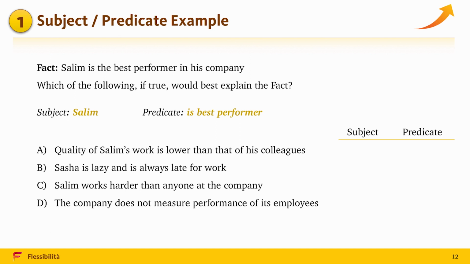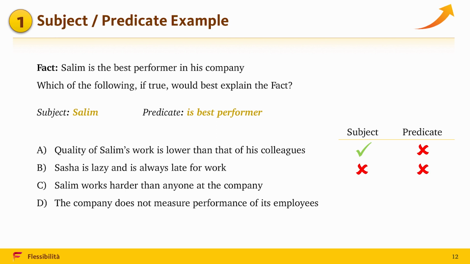Let's draw a simple 2x4 table with subject and predicate as headers. If an option supports the right subject, we put a tick in the first column. If an option supports the right predicate, we'll put a tick in the second column too. A. The subject is right, but the predicate is not, so put a tick and a cross. B. The subject is wrong, it is Sasha, not Selim.